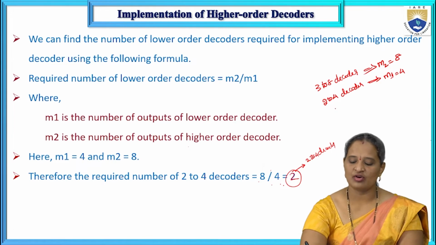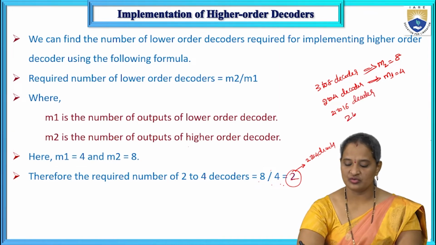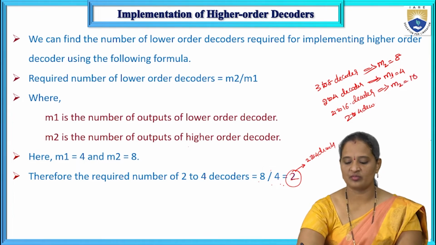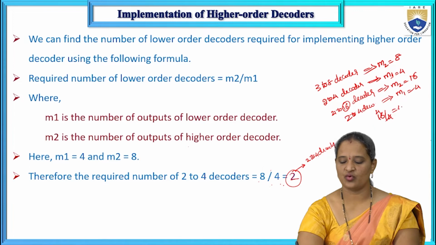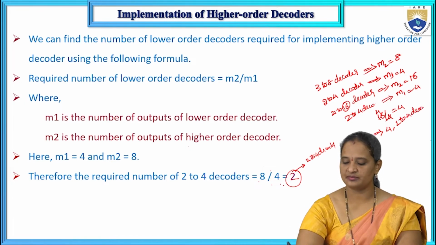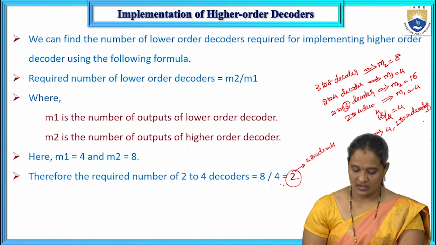For example, I want to implement a 4 to 16 decoder using a 2 to 4 decoder. So this is the higher order decoder, whose number of outputs M2 is equal to 16, whereas in the lower one the number of outputs is equal to 4. So 16 by 4 is 4. That means I require 4 2 to 4 decoders to implement a 4 to 16 decoder. So this is the decoder size.